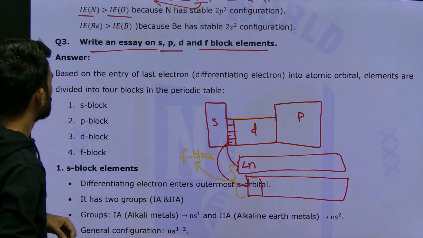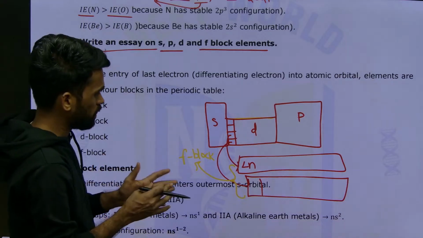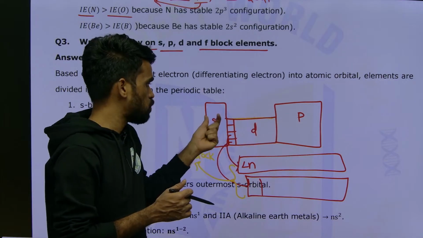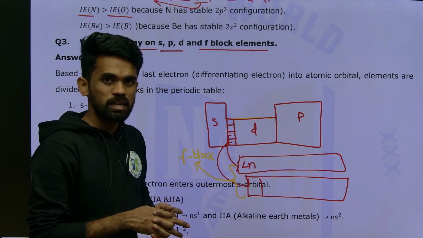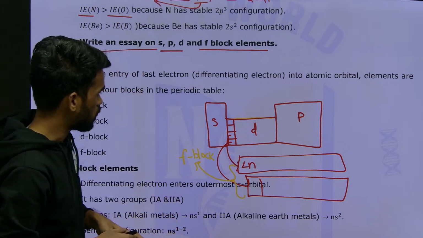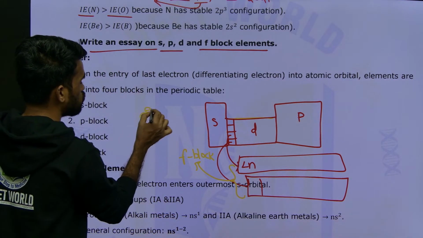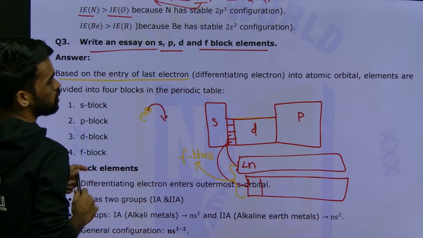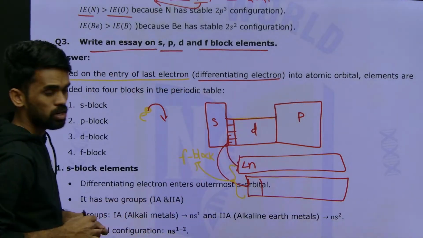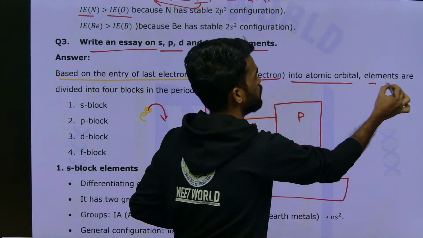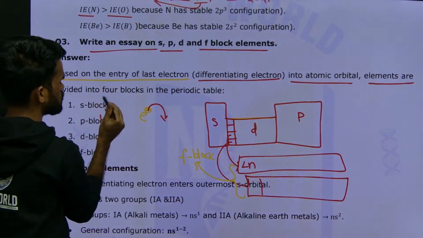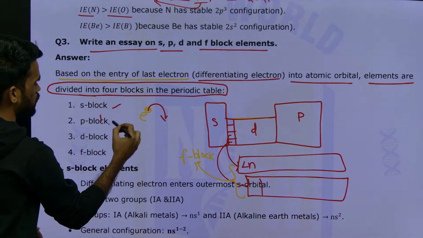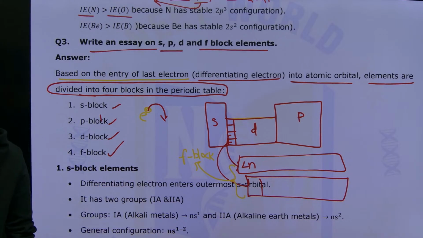Now, how do we classify the elements into different blocks, s block, p block, d block, f block? Based on which orbital the last electron is entering, that is the differentiating electron entering the atomic orbital. Elements are classified or divided into 4 blocks in the periodic table. What are those blocks? s, p, d and f blocks. These are the 4 blocks we have classified.